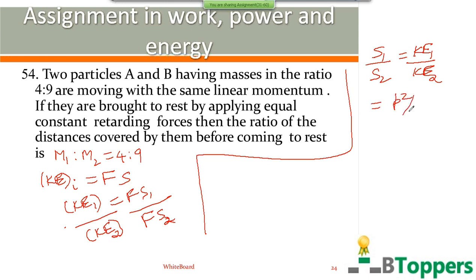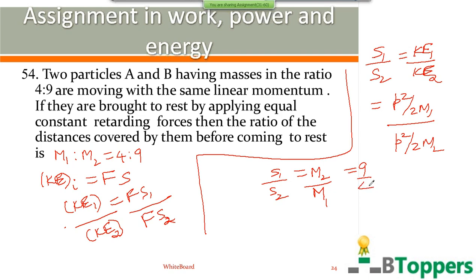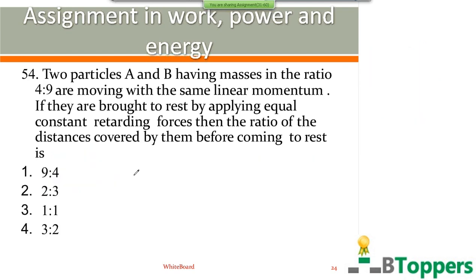So initial kinetic energy of first body, you can write P square by 2m1, where P is the magnitude of initial momentum of each body. Initial kinetic energy of second body, you can write P square by 2m2. So the ratio of the distances traveled by the two bodies before they come to rest will be equal to the ratio of their initial kinetic energies, which is equal to the inverse ratio of their masses. So you get the answer as 9:4. So for question number 54, first option is the answer.